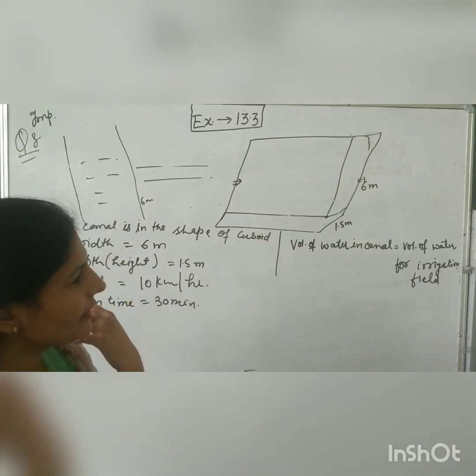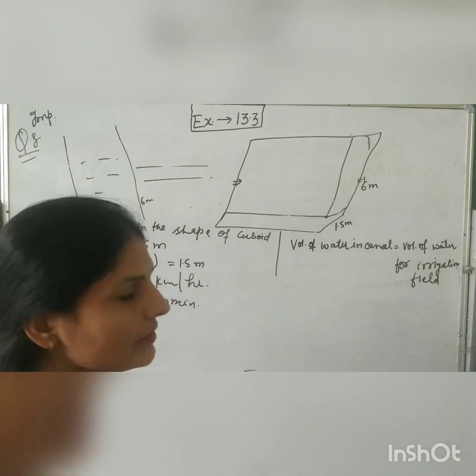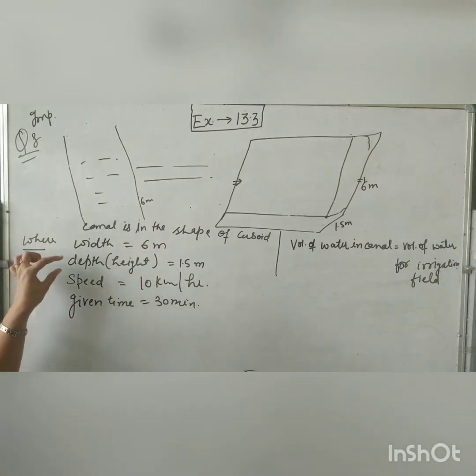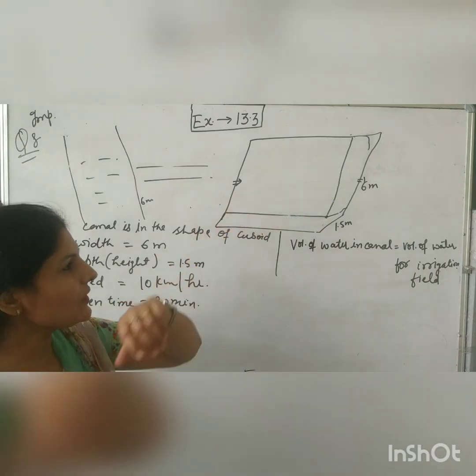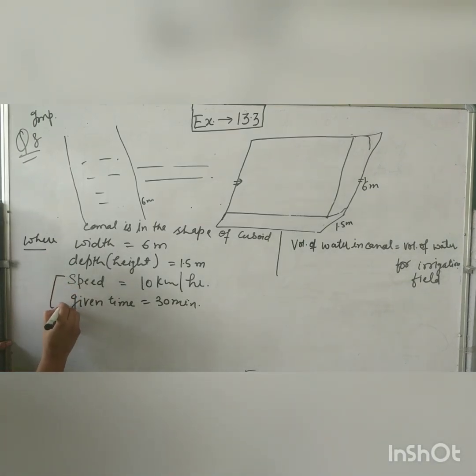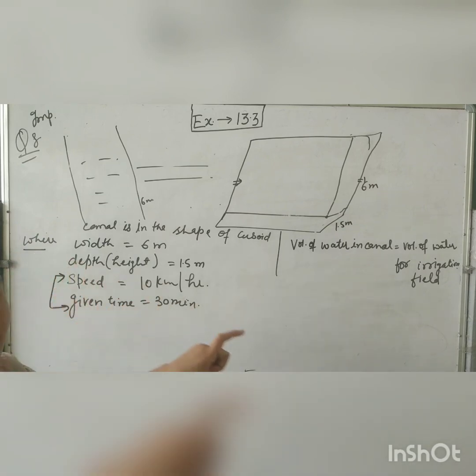What is the volume of water in the canal? It is a cuboid, so what will its volume be? Length into breadth into height. But breadth and height are given. Length is not given. Speed and time are given here. From this we have to find its distance.